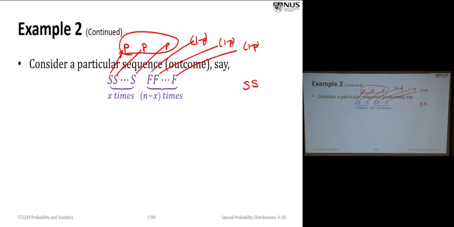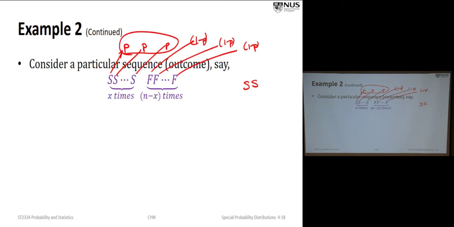What does SS mean? It means that you need both of them. The first one must be a success, and at the same time, the second one must be a success. So you need the intersection. I don't know whether you still remember the probability of A intersect B. How do you get the probability of A intersect B? It's the probability of A times the probability of B given A. That's one way to do it. But there's another one. The probability of A intersect B is equal to the probability of A times the probability of B.